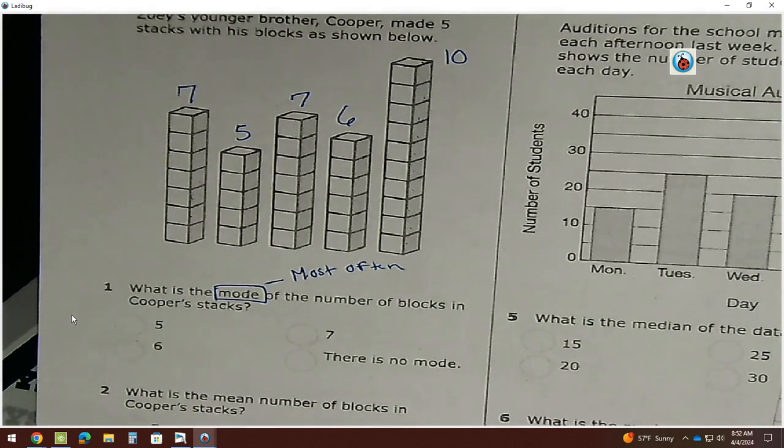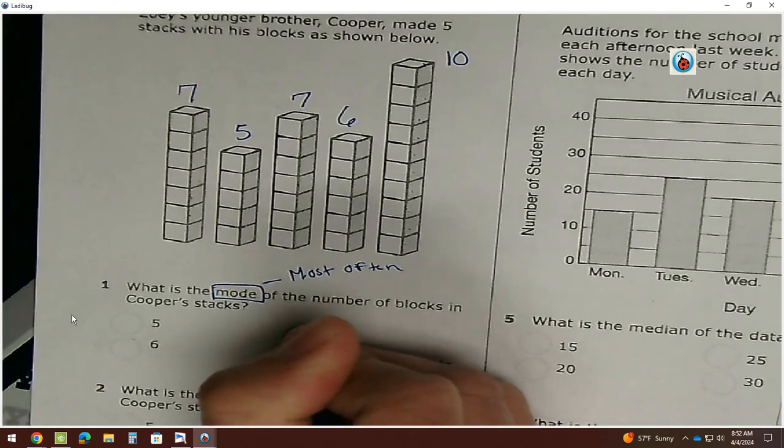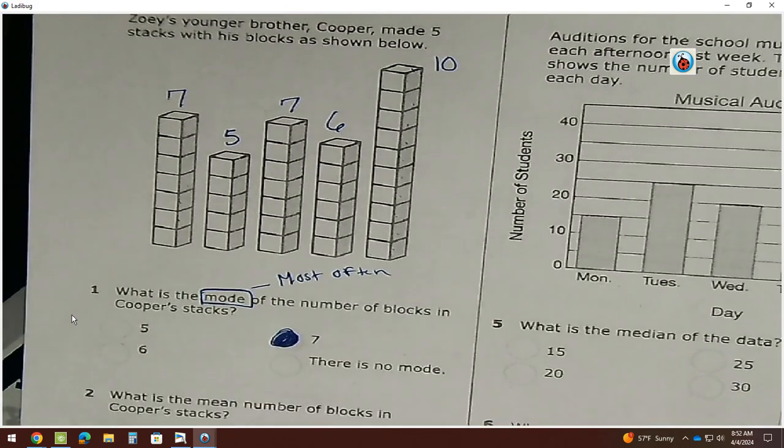So mode means the one that occurs the most often. Now that you know that, what would be the mode of these stacks? 7. So go ahead and choose 7. Questions with mode. Mode is the one that occurs the most often. Any questions?